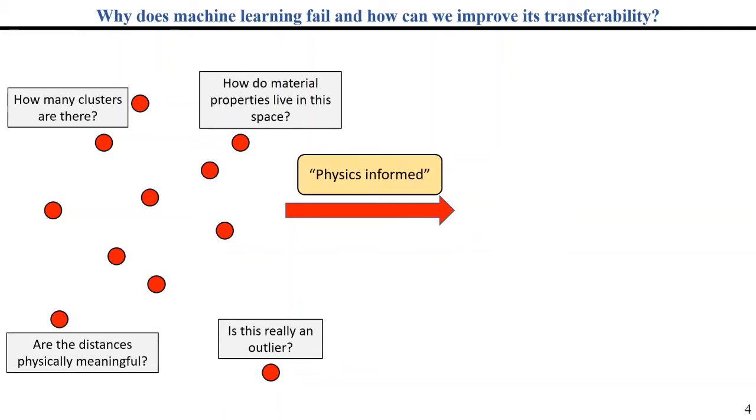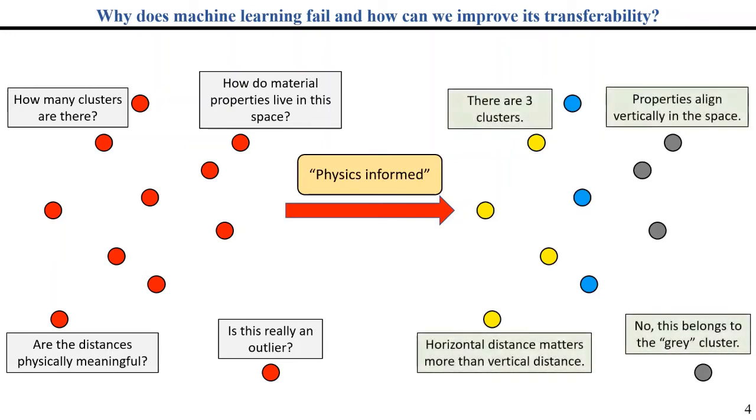Rather than making a purely interpolative system, add some of the physics back in, right? If this is really what the true answer is, where these natural clusters form, maybe we just don't have enough data to really map this out. It turns out the answer to that outlier question is no, it's not an outlier. It actually belongs to the gray cluster. It's just we don't have enough data there. The distance in the x direction matters more than the distance in the y in this case. It turns out there are 3 clusters, and so on and so forth.